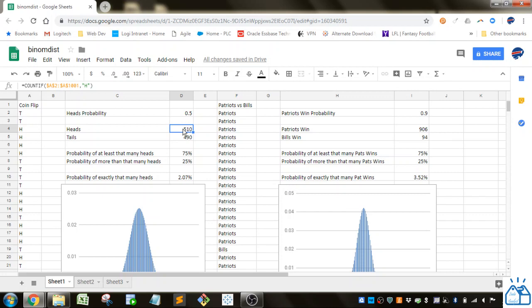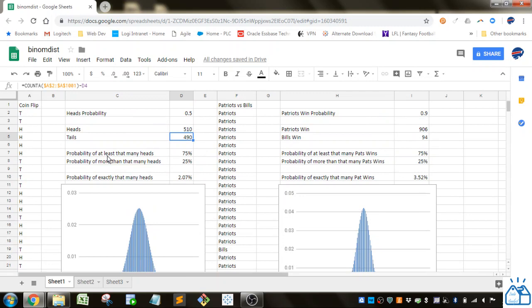in the simulation that we did in this particular one, we got 510 heads. We just used COUNTIF to look at those 1,000 simulations and count how many of them are heads. And then tails is just 1,000 minus that, because we did 1,000 of these simulations.